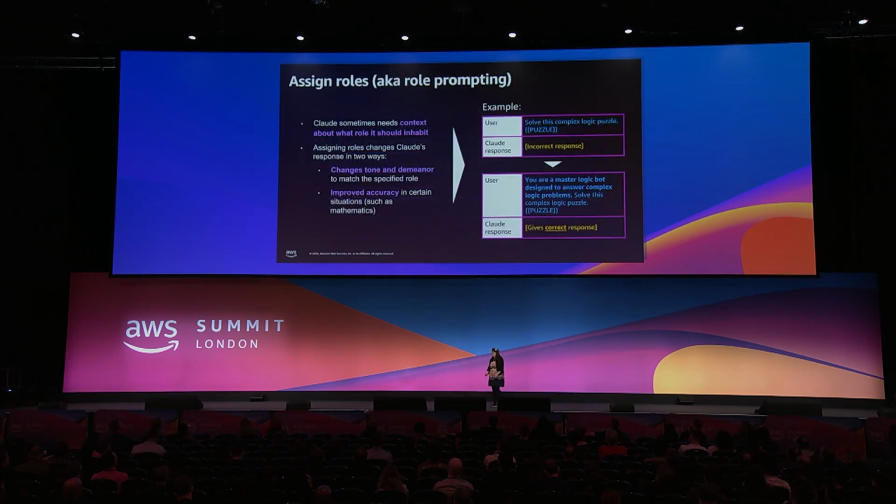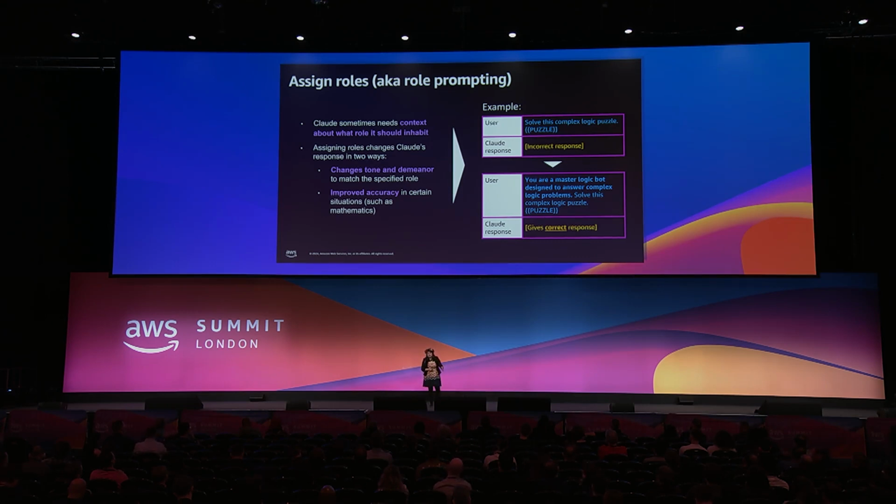Next one is assigning roles. So role prompting is this thing where at the very beginning of your prompt, you just say, hey, you are a master documentation writer, or logic puzzle solver, or legal question answerer. And that primes Claude in a way that increases its performance for that specific use case. It also changes the tone and demeanor, right? So as Anastasia's example said, if you're a professor versus a 5-year-old, you're going to answer questions differently, and Claude's going to have different outputs.